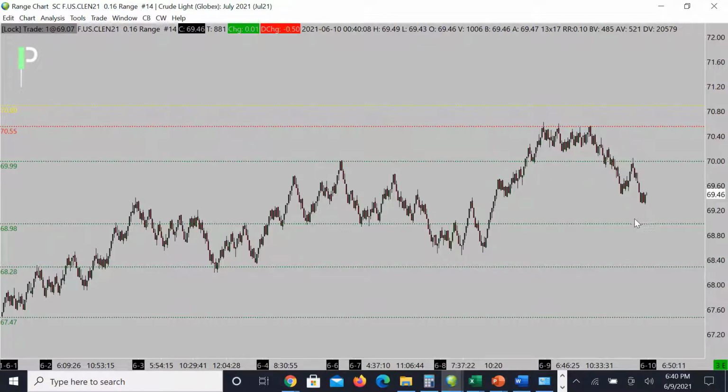68.98 is going to be an interesting level for me, where I want to see if we're going to catch some support there. So I'll be patient, wait till the market tries to pull into this level. If we get that support, we'll be looking for the upside from there. If not, then we're going to be looking for the market to come back down to 68.28 and be the upside move from that area. Below 68.28, it's going to be 67.47. And then resistance above 69.99, 70.55, and then 70.89 as a measured move up above.